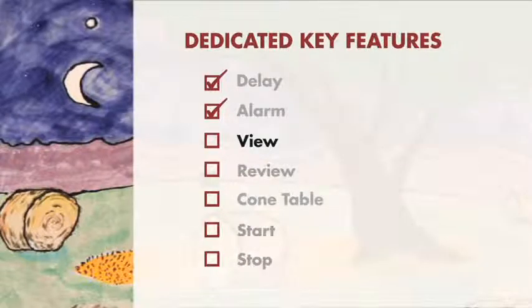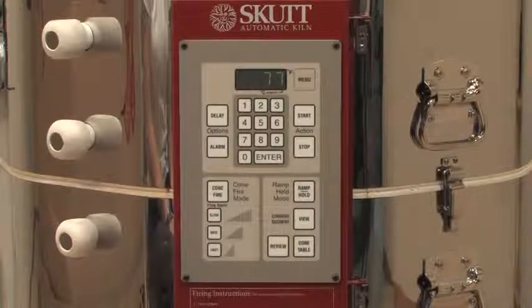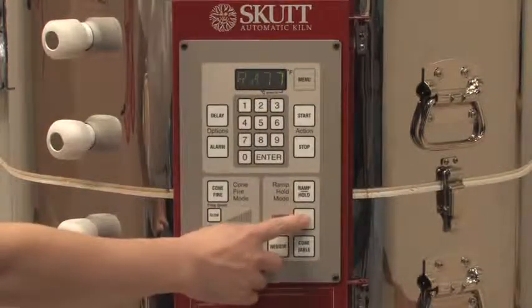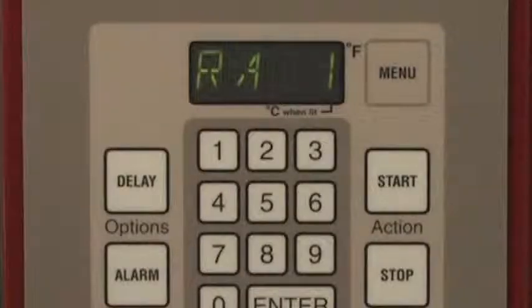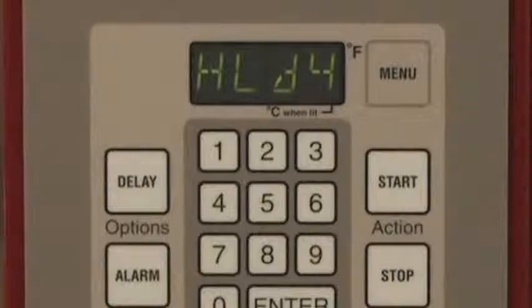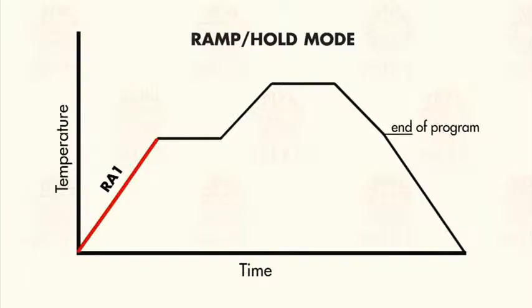View. The View key allows you to determine what segment of a ramp hold program the controller is currently running. While a ramp hold program is firing, press View. The display will show the current segment, the traveling set point, and the circuit board temperature. The segment number is prefixed by either RA for rate or HLD for hold.